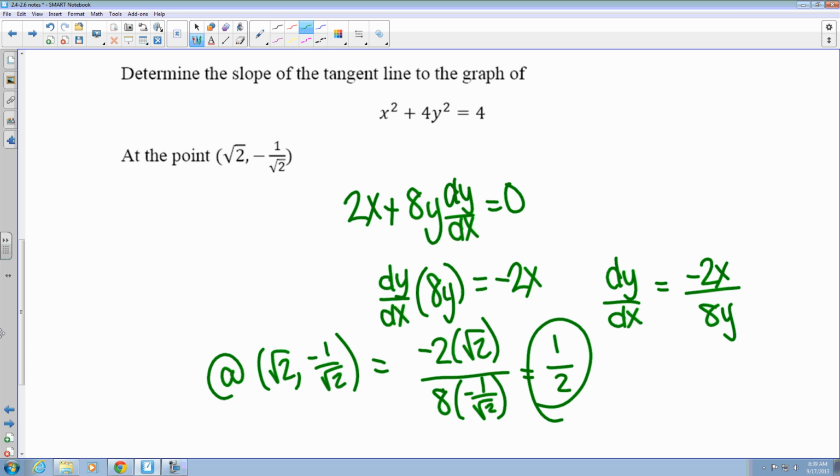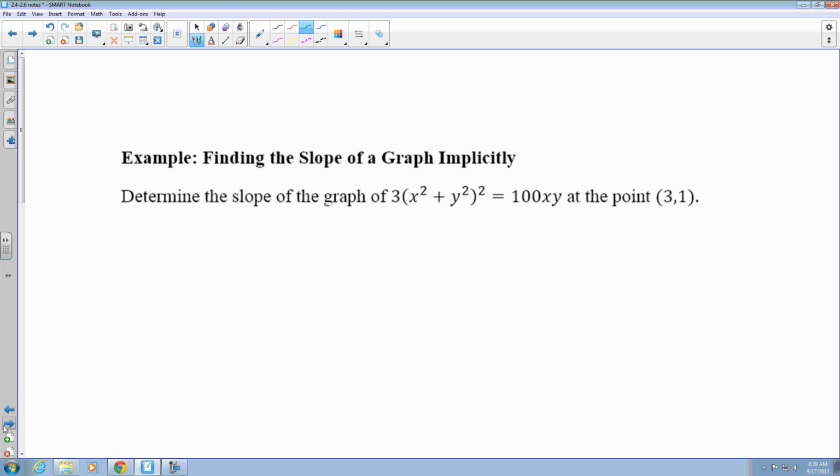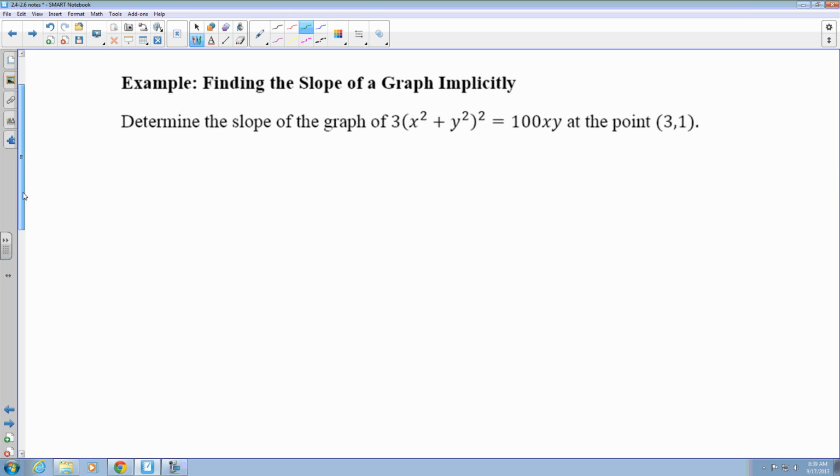Now it's just trying to find the slope. Determine the slope of this graph at point 3, 1. This one is a little bit more complicated than what we just did, but we're going to start the same exact way. We're going to take the derivative in terms of x. So on the right side, that one's the product rule. Let's start on the left side though, because it's a little bit more complicated.